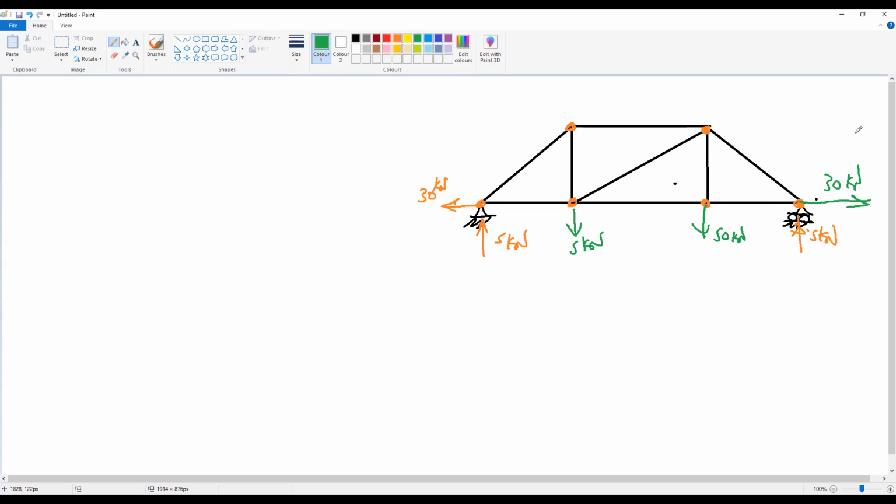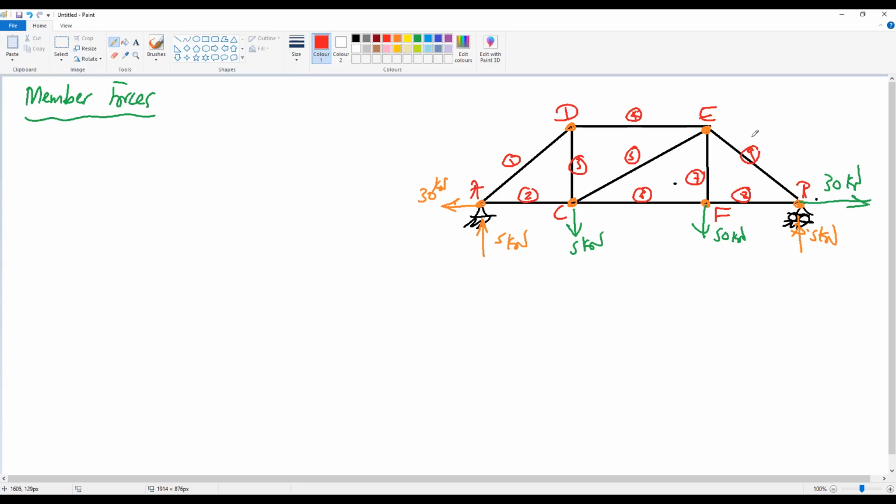Okay, now we finish the reactions and we need to find the member forces. How many members do we have? If we call this A, B, and we have C, D, E, F. So we have member 1, member 2, member 3, member 4, member 5, member 6, member 7, member 8, member 9. 9 members to get the forces in.